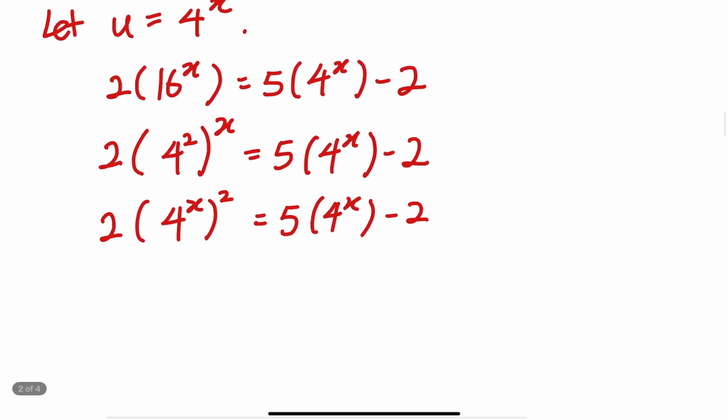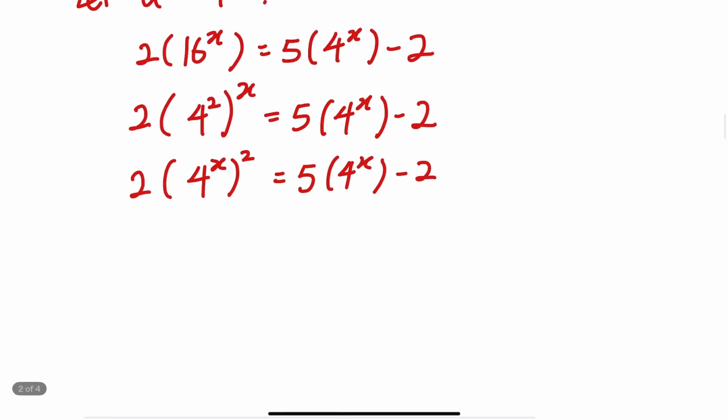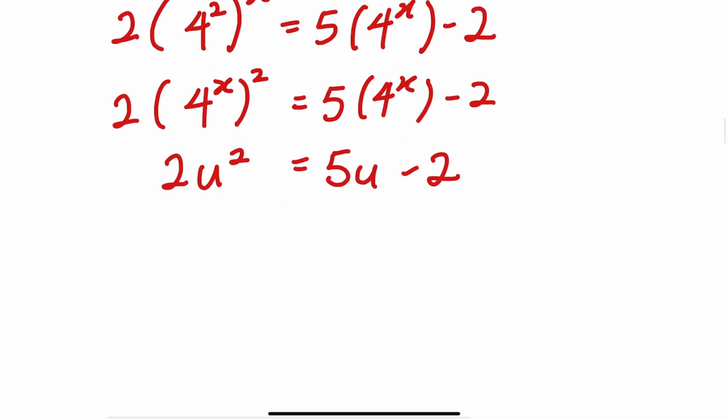Then now I have 4^x. I can now replace all 4^x by u. I will get 2u^2 equals 5u minus 2. Then from here we have a quadratic equation. How to solve a quadratic equation? From here you can see that this is a quadratic equation in u. Highest power of u is 2.